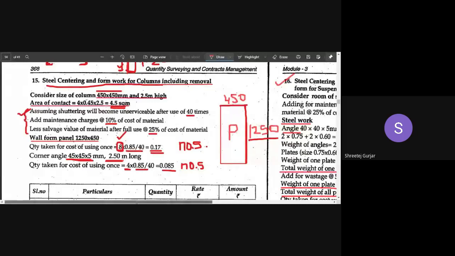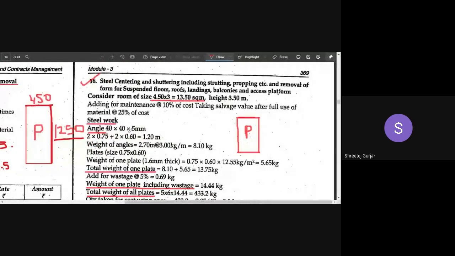Okay, so moving on to the next thing. This particular problem is also the same. I have drawn a panel. The panel size they have given, you can see it is 0.75 by 0.6. Okay, I think it is reversed.